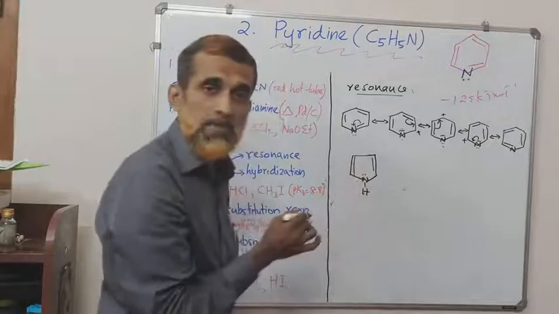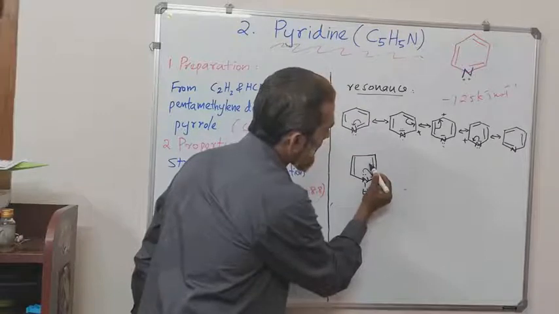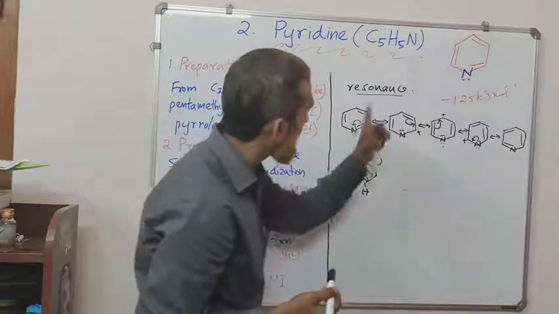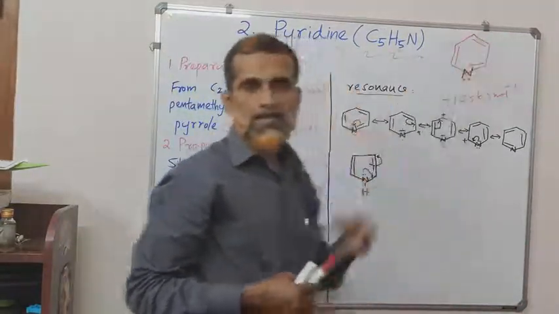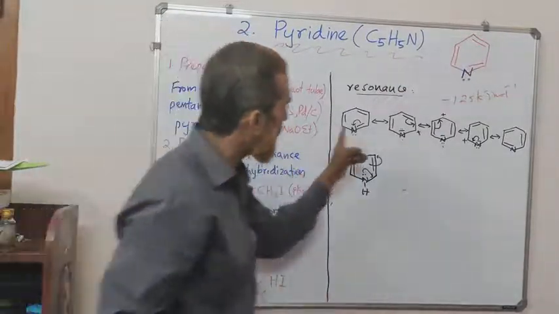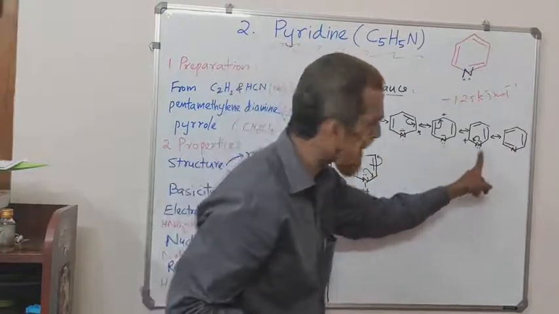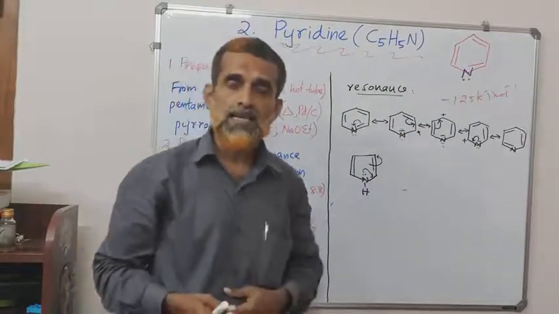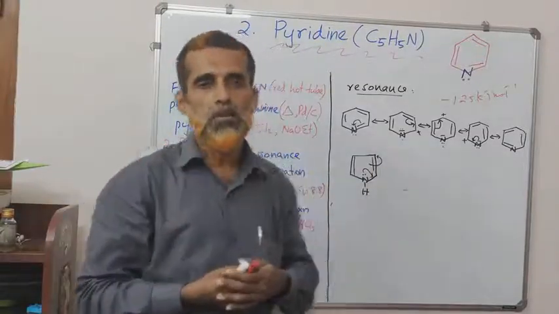Why is pyrrole less basic? Because this lone pair is involved in the delocalization to attain aromaticity. But in pyridine, this lone pair is not required for attaining aromaticity. So this is fully available for donation. And again, if you look at the resonance structures, you can see that these three structures contain negative charge on nitrogen. What does it indicate? Negative charge on nitrogen indicates that nitrogen is electron rich, so it can donate electrons very effectively.